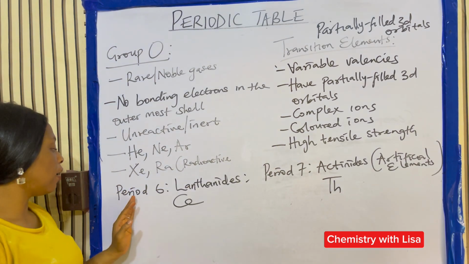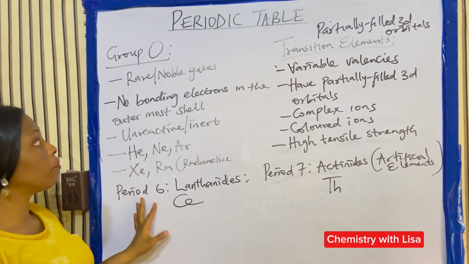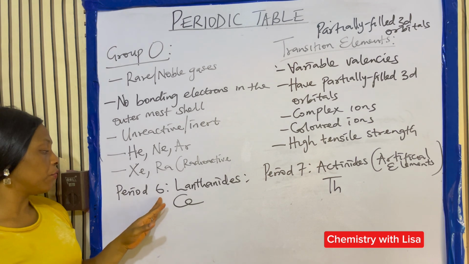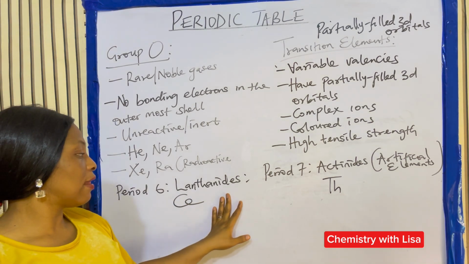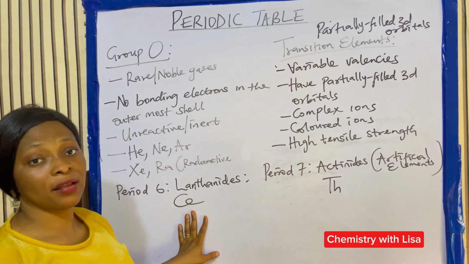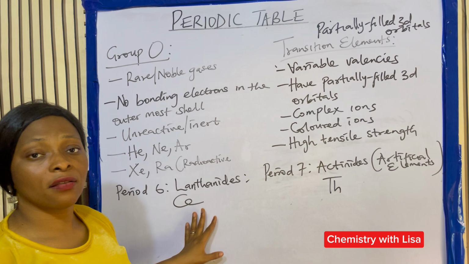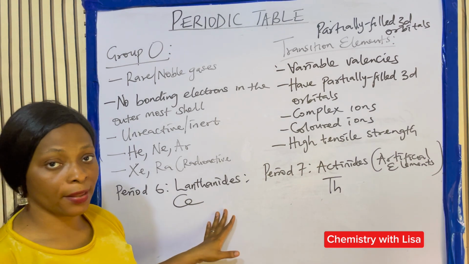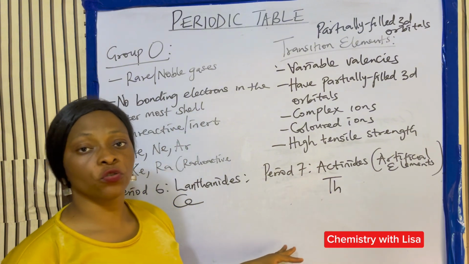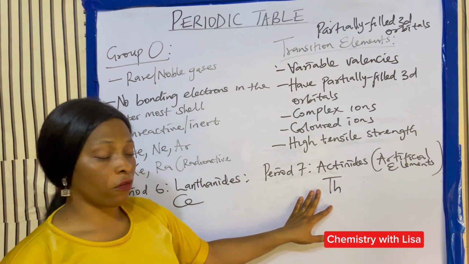Then we look at the elements in period 6, not group now. We are done with the groups. The groups ended in group 0. So we are looking at elements in period 6. We are looking at the lanthanides. An example of lanthanides is cerium. This lanthanide is also known as rare earth metals. Then period 7, we have the actinides or artificial elements. These are byproducts of radioactivity.